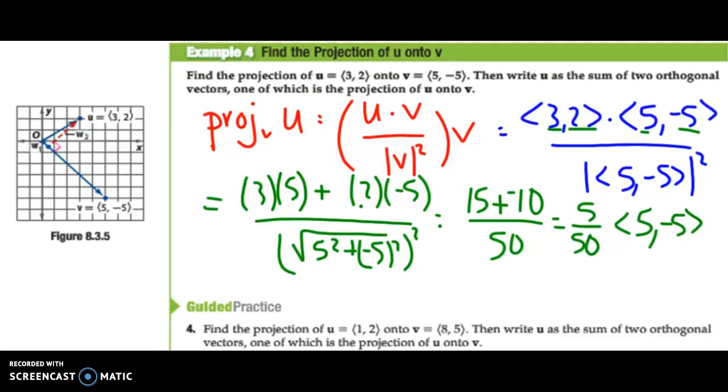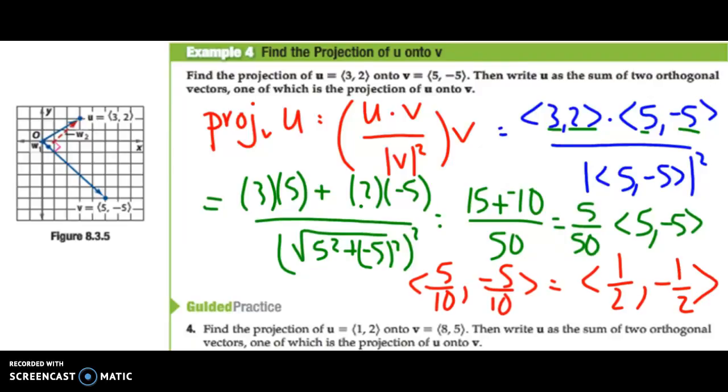Well, 5 over 50 obviously reduces to 1/10. So 5 times 1/10 would be 5/10, and negative 5/10 goes even further, down to 1/2 and negative 1/2. So what did we just find? We found the projection vector (1/2, -1/2), which is the projection of u onto v. So essentially we found this little one right here.